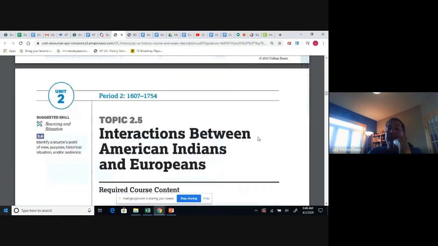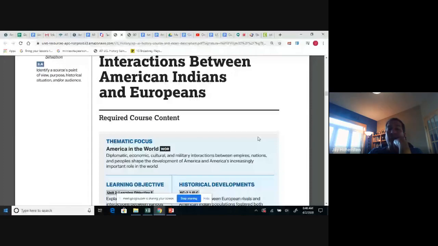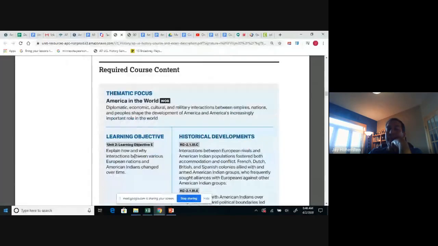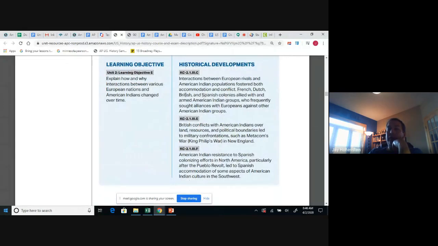We want to notice the interactions between American Indians and Europeans, and explain how and why interactions between various European nations and Indians changed over time. Notice the different country groups. So think about the French, Dutch, British, and Spanish, and what they were doing with the Native Americans.